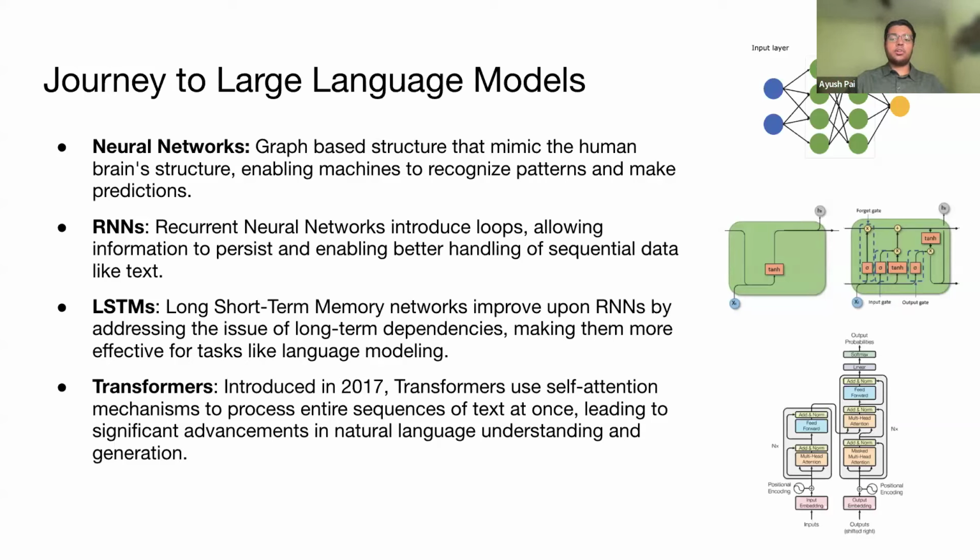Next, we have recurrent neural networks, where we introduce loops into the network, allowing the information to persist across time steps. Think about it, this is very important for applications such as handling sequential data, such as text and time series. If you think about the stock market, if you want to predict what comes next, you want the sequential data of the past.